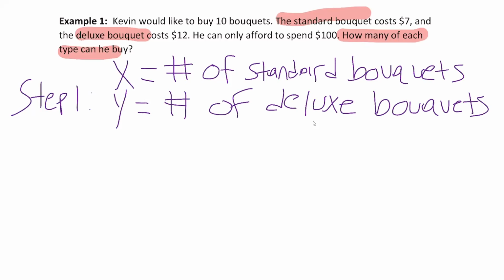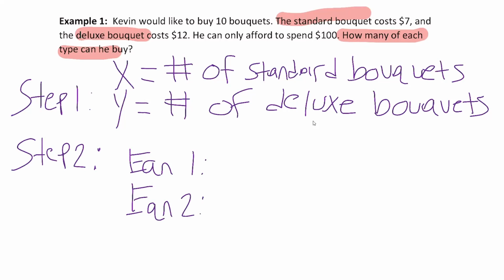So that is step 1. That's what I mean by defining our variables. We want to make sure we state what x is and what y is. This will help us once we get our answer to put it into words. Step 2, we've got to get our 2 equations. So I'm just going to label it equation 1, equation 2.